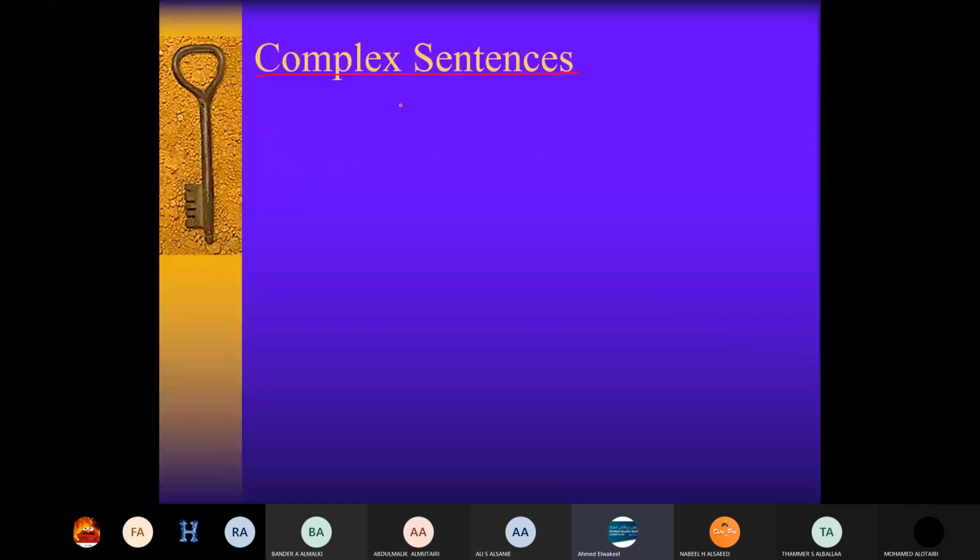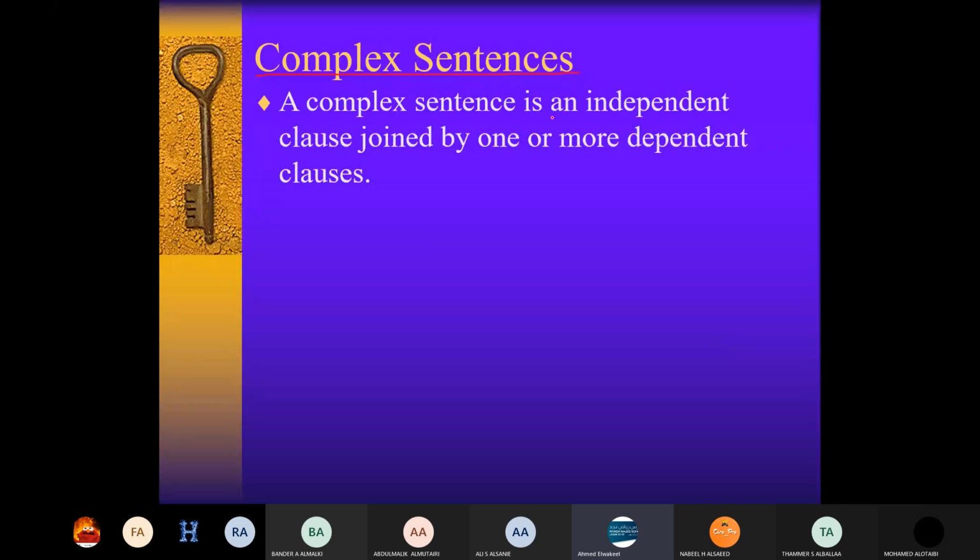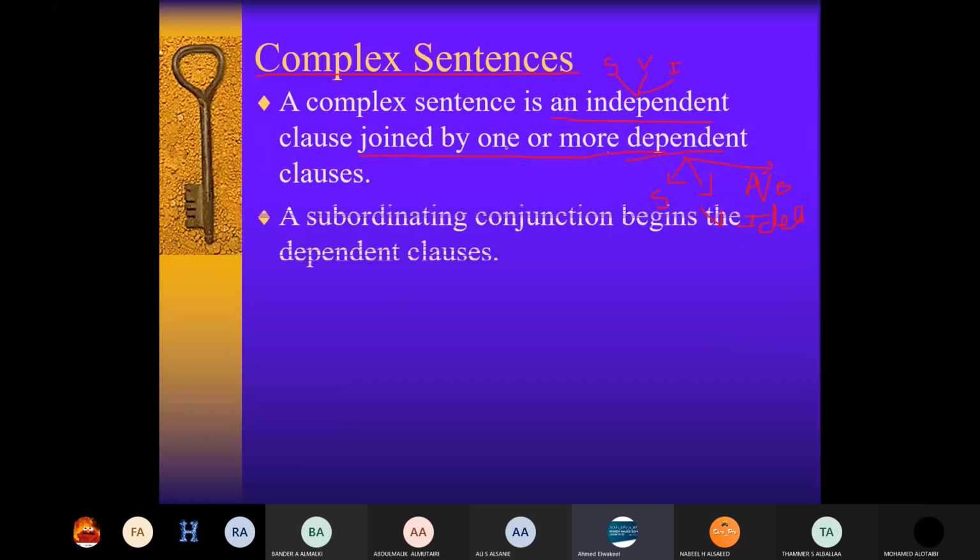So a complex sentence, which is our lesson today, consists of an independent clause. We said the independent clause consists of three things: number one, subject; number two, verb; number three, the complete idea. It is joined by one or more dependent clauses. The dependent clause has a subject and a verb, yet it doesn't give me the complete idea.